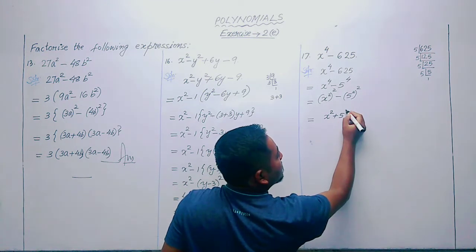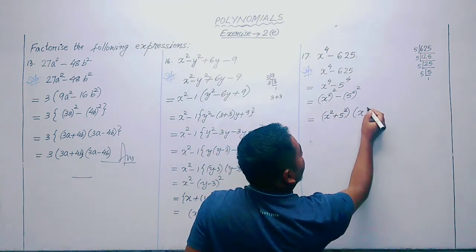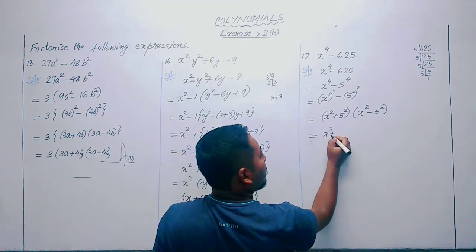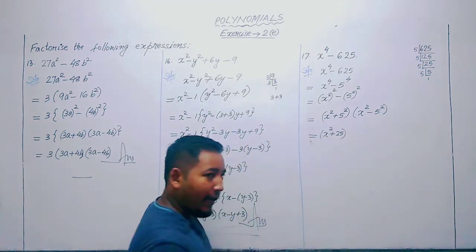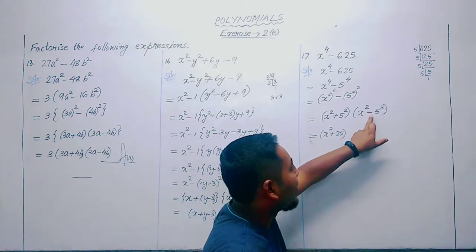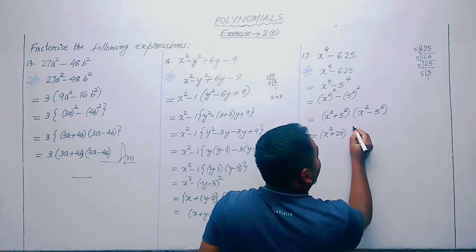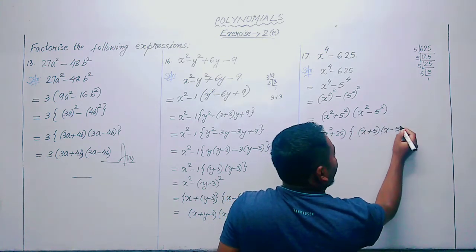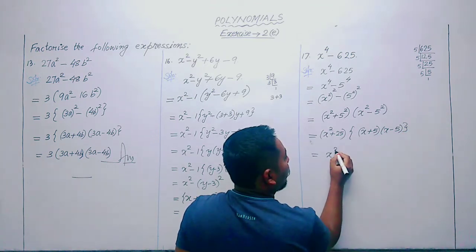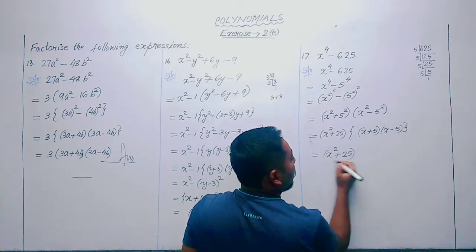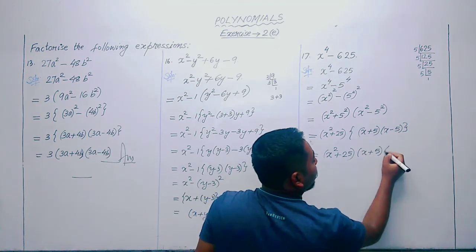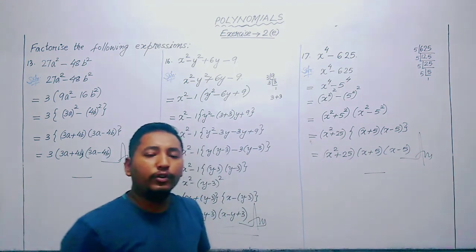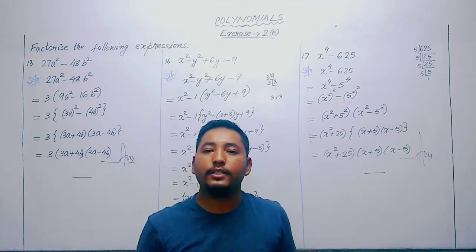A plus b, a minus b. Now this one I can write down x square plus 25. Now again, if you look at this one, a square minus b square, again formula. A plus b, a minus b. So finally I can write down x square plus 25, x plus 5, x minus 5. That is the answer. Now with this we come to the end of exercise 2e.